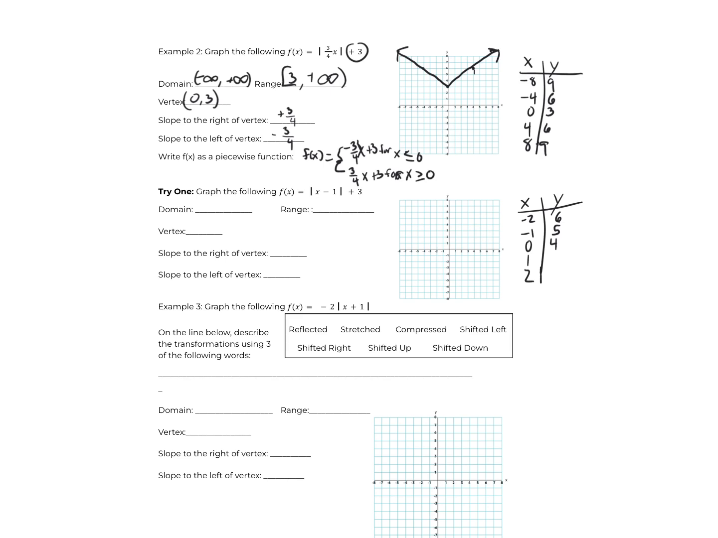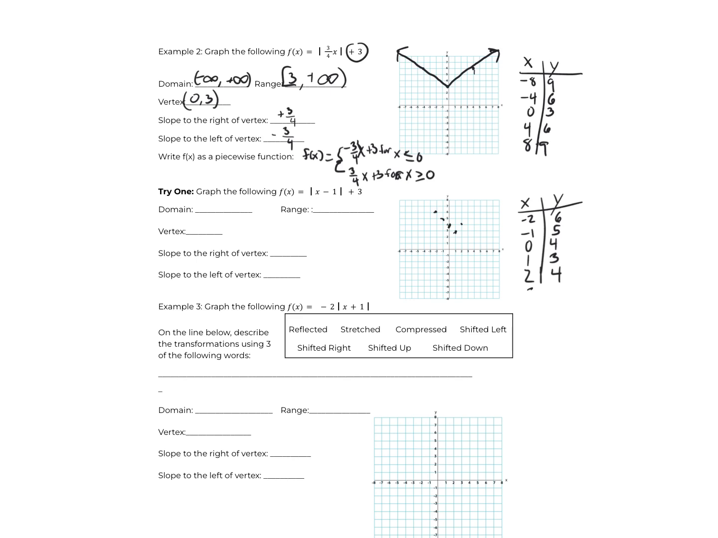Then if I run 1 through the function, 1 minus 1 is 0. 0 plus 3 is 3. Then if I run 2 through the function, 2 minus 1 is 1. The absolute value of 1 is 1. And then 1 plus 3 is 4. Okay, so that's where the turnaround is starting to happen. Alright, so I've got negative 2, 6. Negative 1, 5. 0, 4. 1, 3. And 2, 4.